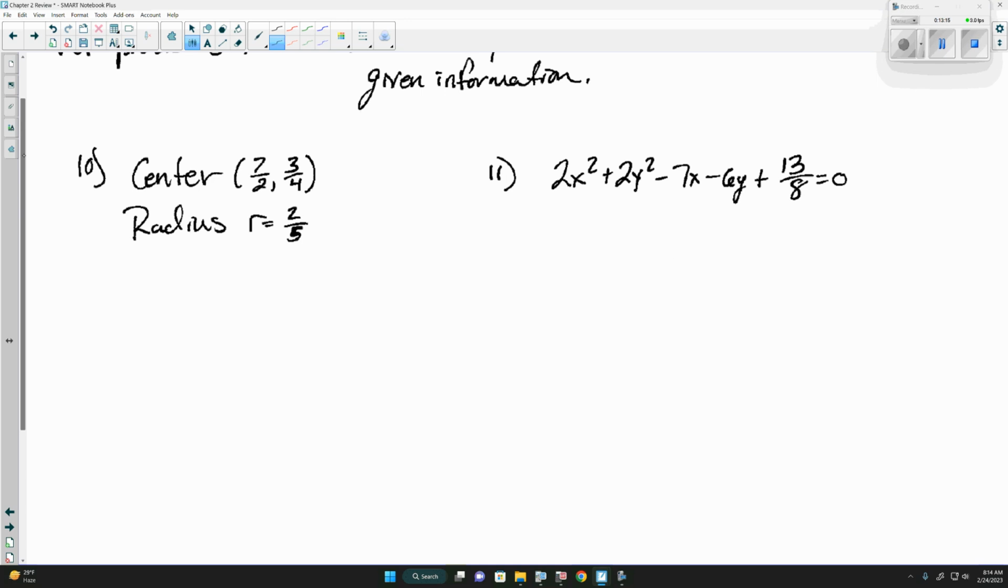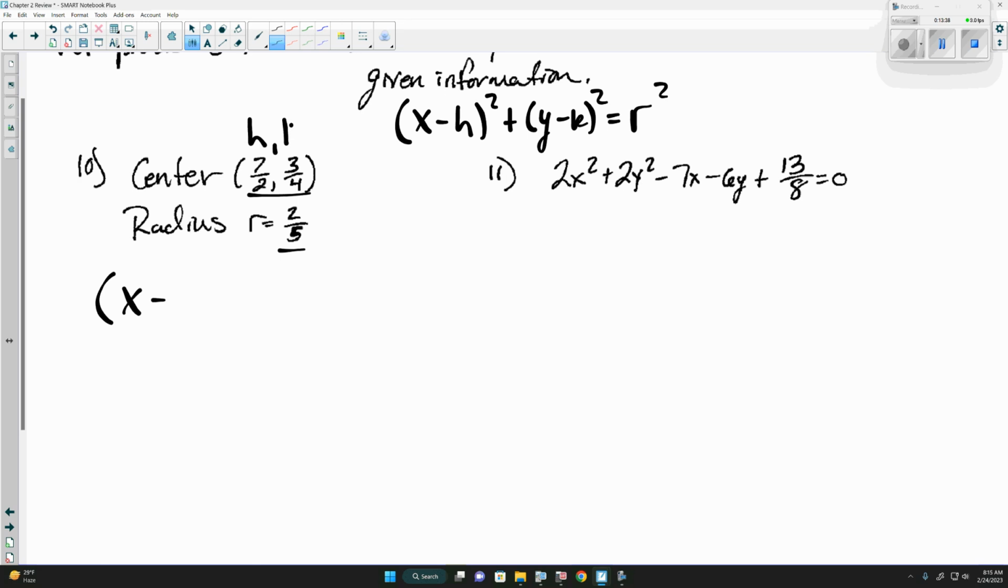Find the standard form of the circle from the given equation. Standard form of a circle is x minus h squared plus y minus k squared is equal to the radius squared. We can go on and look at number 10. 10 gave us the center and the radius. So it's x minus h. h, k is the value of the center, so it's x minus 7/2 squared plus y minus 3/4 squared is equal to the radius squared.